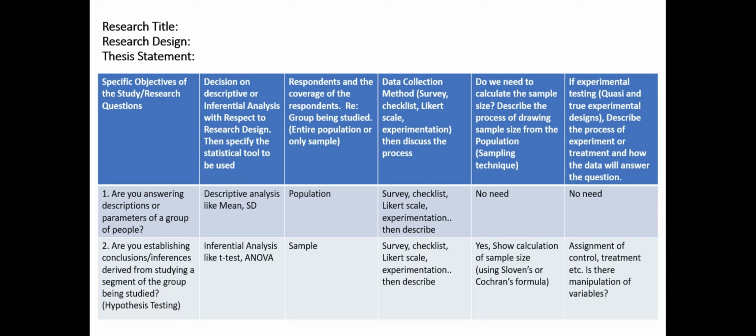Now, in some instances, you will need to show the calculation of how you're going to solve for the sample size using the Slovin's formula. Now, if experimental testing, that is for the last column, if you will be using experimental testing, whether it's quasi or true experimental design, describe the process of experiment or treatment and how the data will answer the question.